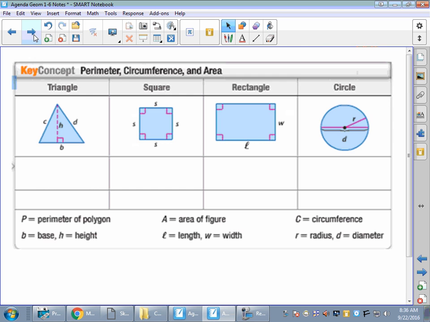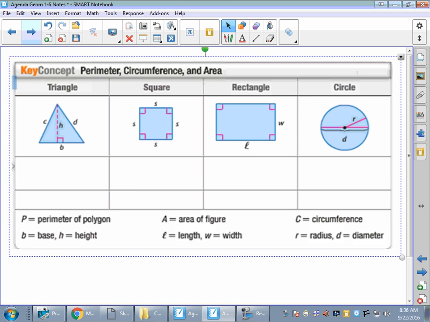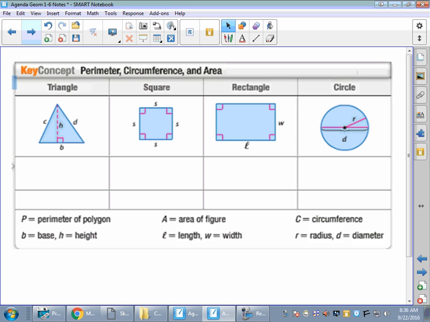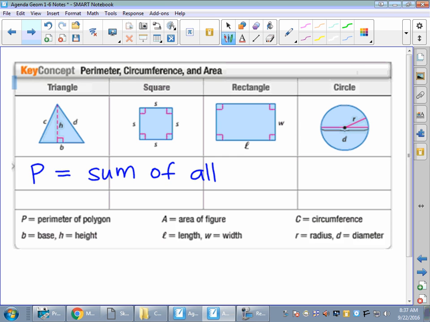So let's talk about these formulas. I've got 4 of them for you: triangle, square, rectangle, and circle. First of all, for perimeter, this top line, I'm going to write this across these first 3. Perimeter equals the sum of all sides. Stop before you hit the circle, because the circle's got a formula.